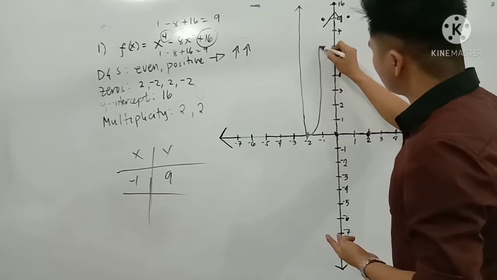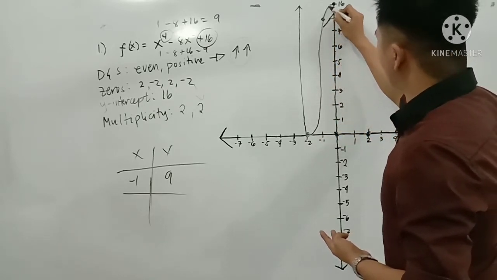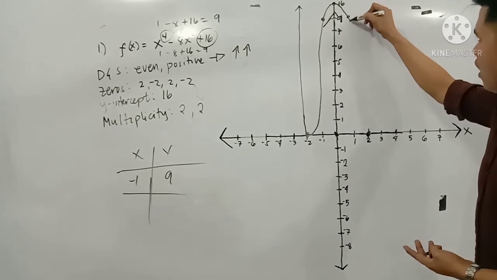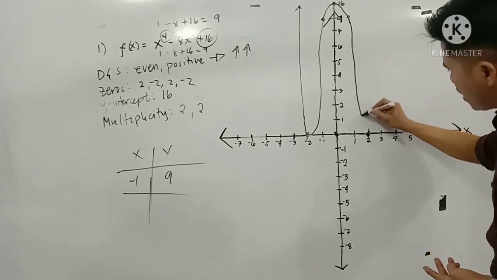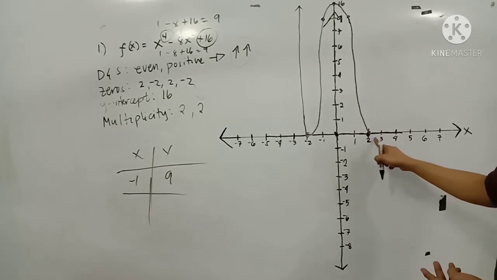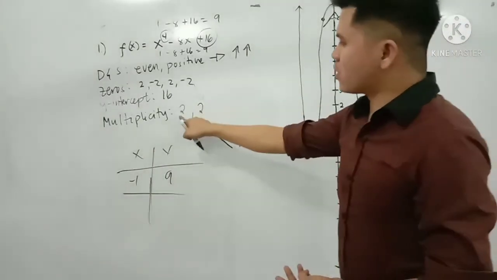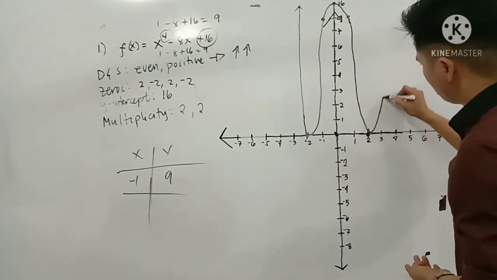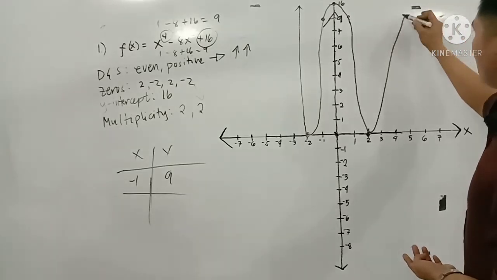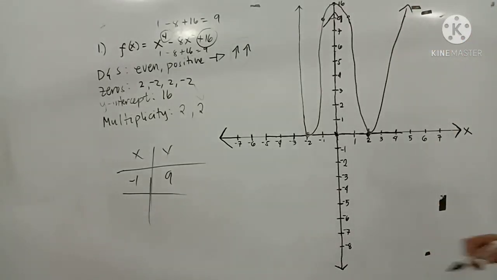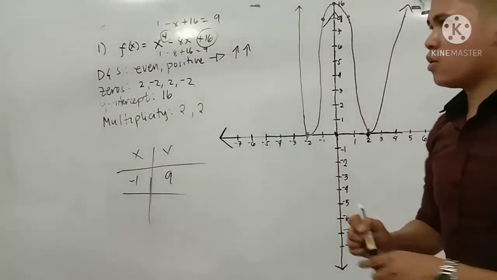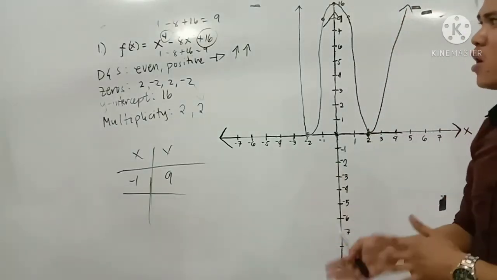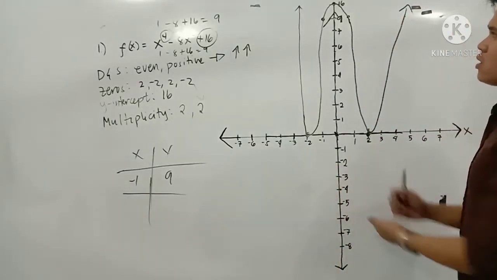Then go to this point and go to positive 16 and go to this point and go to positive 2. And once the graph touches positive 2, the multiplicity is also an even number, so the graph will bounce. It will move back upward, and that is the graph. So this is the graph of the given polynomial function x raised to 4 minus 8x squared plus 16. I hope this is clear.